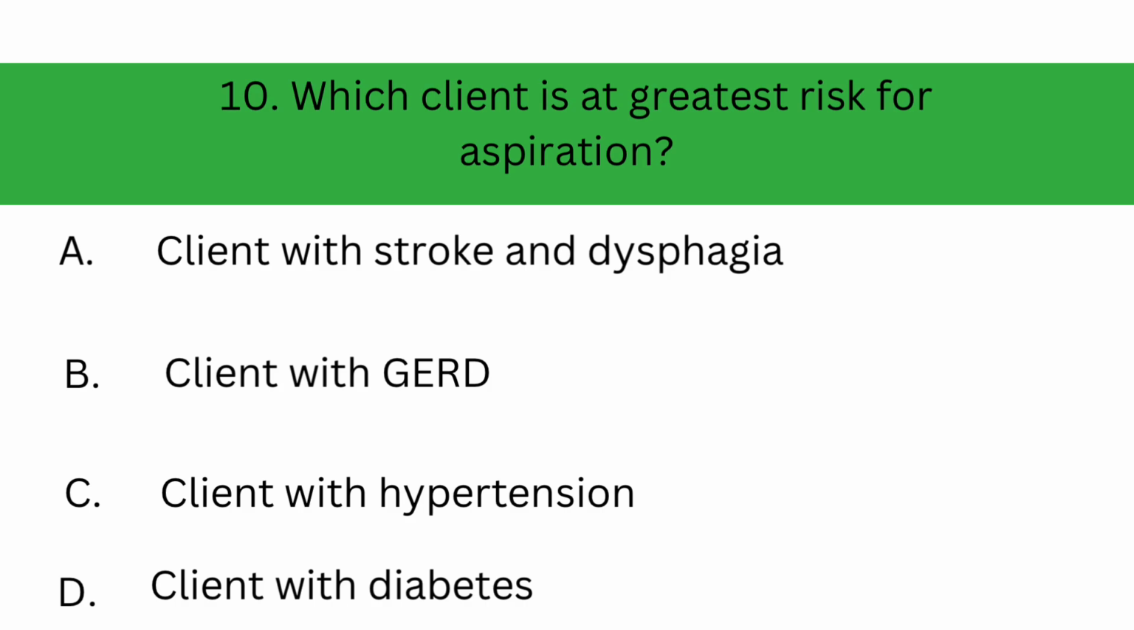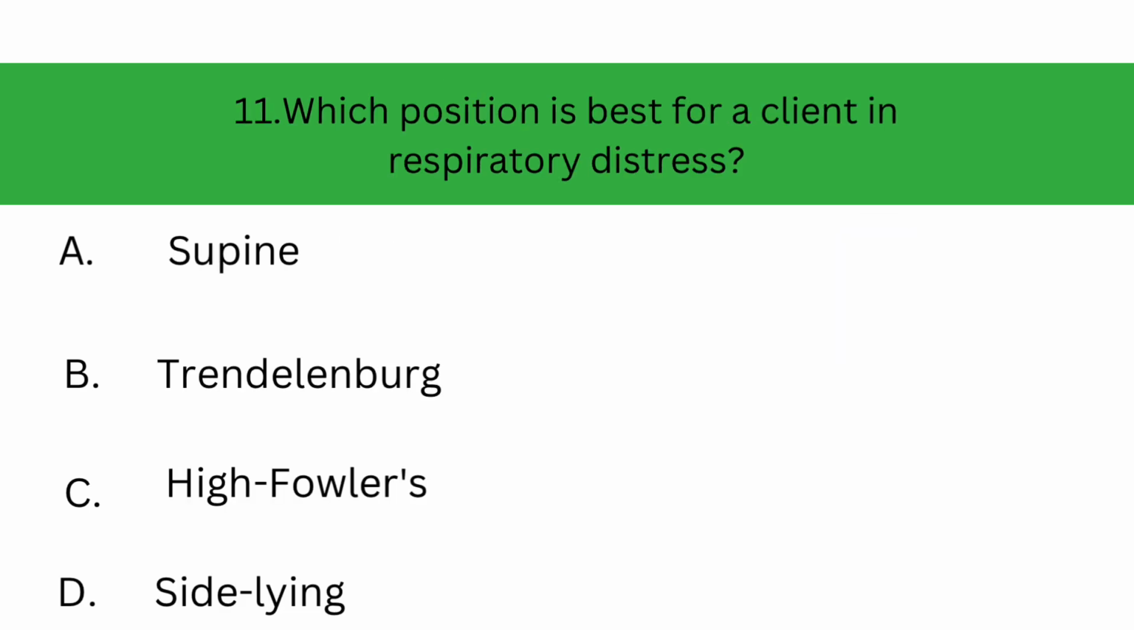10. Which client is at greatest risk for aspiration? A. Client with stroke and dysphagia. B. Client with GERD. C. Client with hypertension. D. Client with diabetes. Correct answer: A.